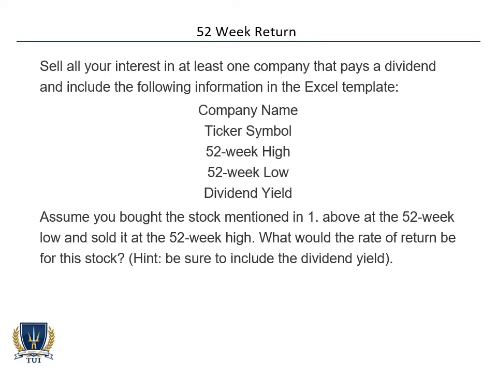So in the Module 4 case, you're asked to calculate the 52-week return of a stock. They want you to sell your interest in at least one company that pays a dividend and include the following: the company name, the ticker, 52-week high, 52-week low, and the dividend yield. All that can be gotten from Yahoo Finance or one of the other databases that's out there, one of the other websites.